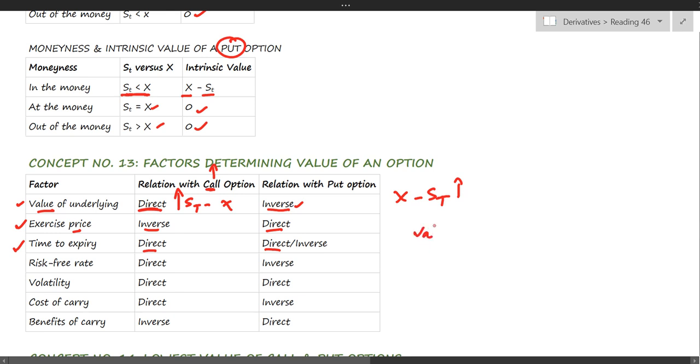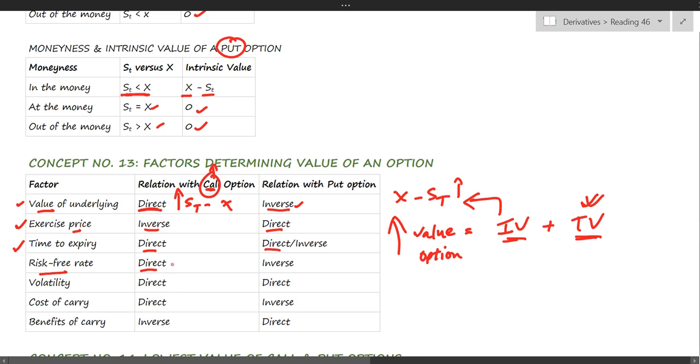This can also be put in the form of an equation, that the value of an option is intrinsic value plus the time value. So intrinsic value is given by this equation. Time value depends upon how long the time duration to expiry is. So the longer the time period, the more will be the time value and the more will be the value of the option.